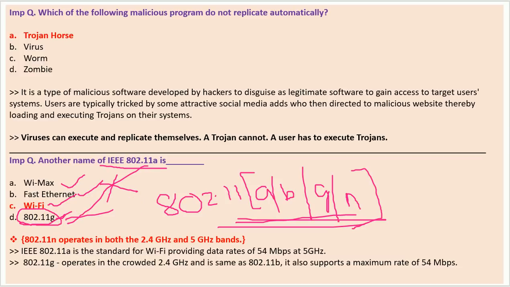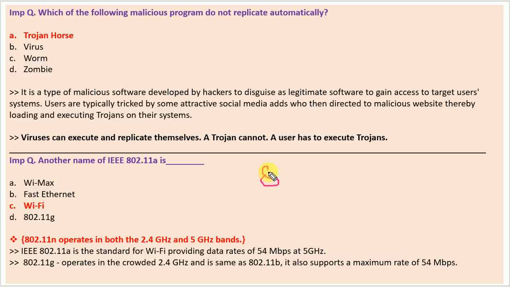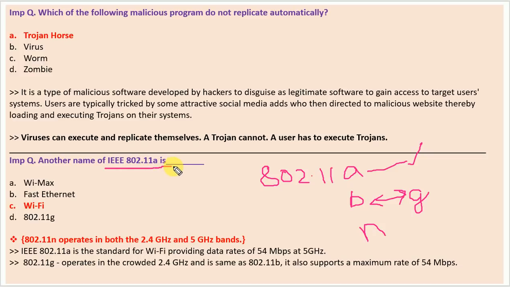Okay, let's discuss. What I am trying to say is we have three things: 802.11a, okay, and b. So a is entirely different, b is similar to g, and we now have n also, 802.11n. These all, as I told, are related with Wi-Fi. But since in the question they have written IEEE 802.11a is Wi-Fi, it cannot be the same as 802.11g.